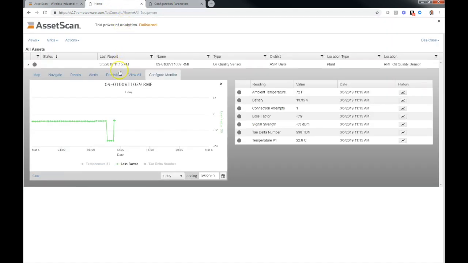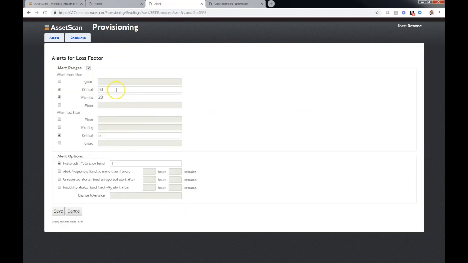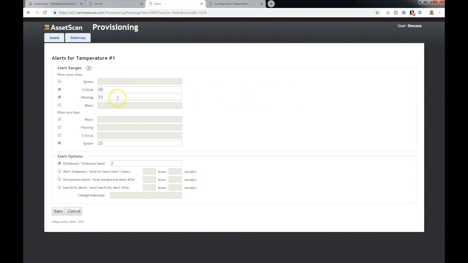In addition, if we wanted to look at the alerts that are set in the AssetScan cloud, we can come and look at the loss factor settings, which are set per recommendations from Discase at 20 and 30% for high faults, and a -5 or a 5 on a lower scale. If we look at the temperature alerts, this is the oil temperature, a sensor in the oil quality sensor. We're looking at faults at 70 degrees Celsius, a critical at 90 degrees Celsius.